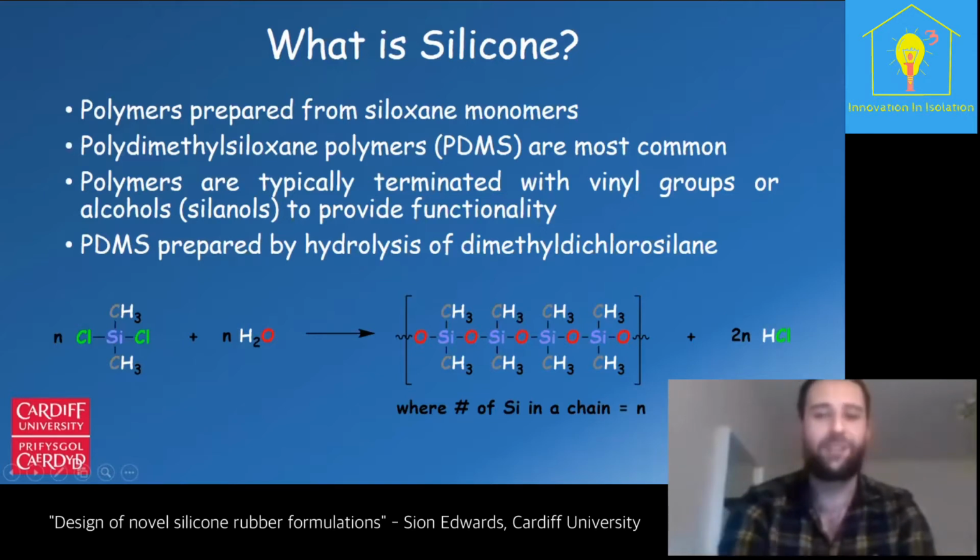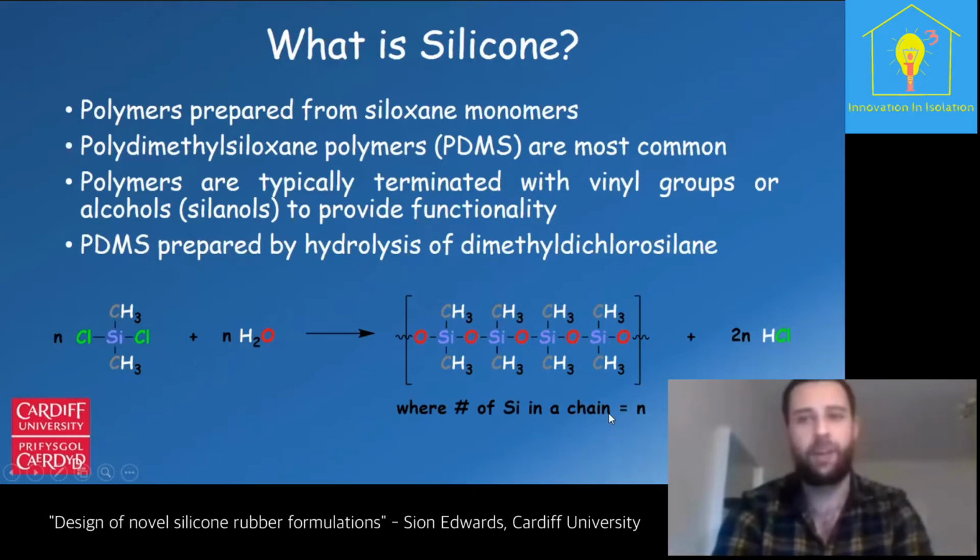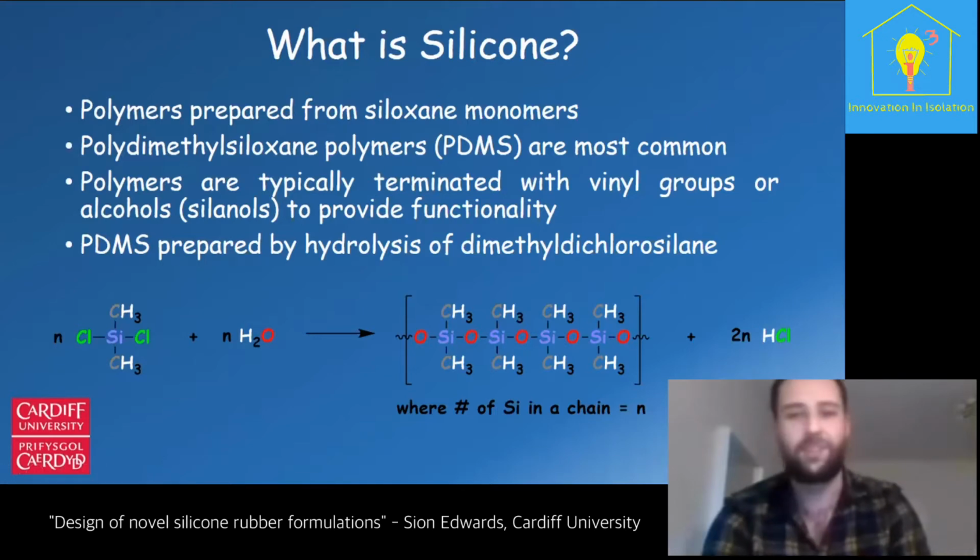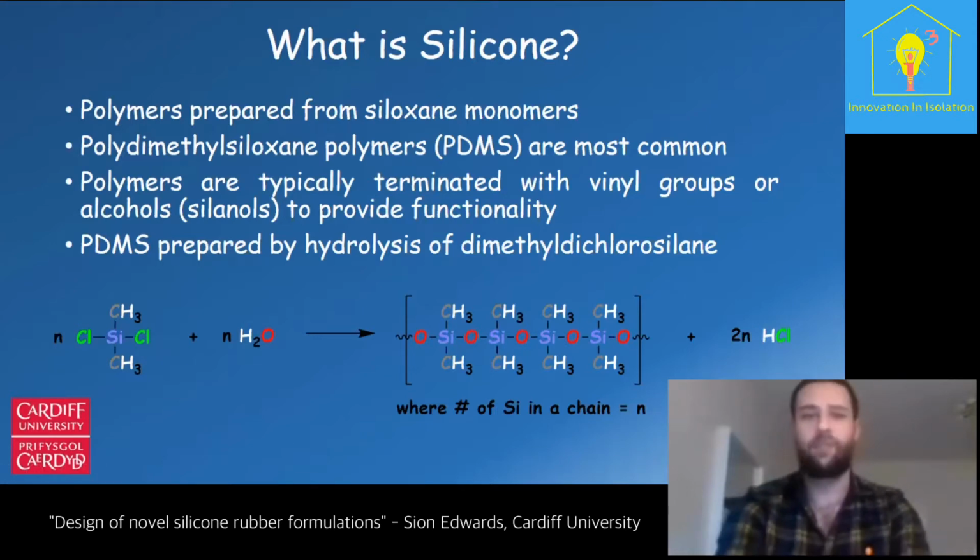Okay, cool. Yeah, so then you produce 2N equivalents of the hydrochloric acid. So the number of silicones in the chain is typically equal to N, but can be less or more depending on a number of factors, which I'm not really going to go into today. It's beyond the scope of this presentation.